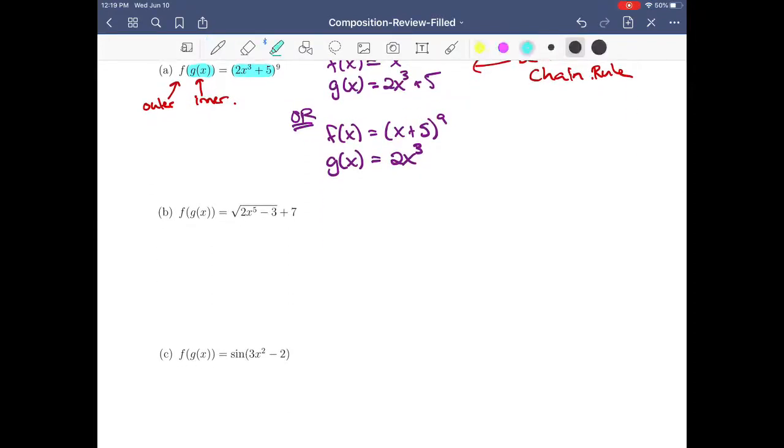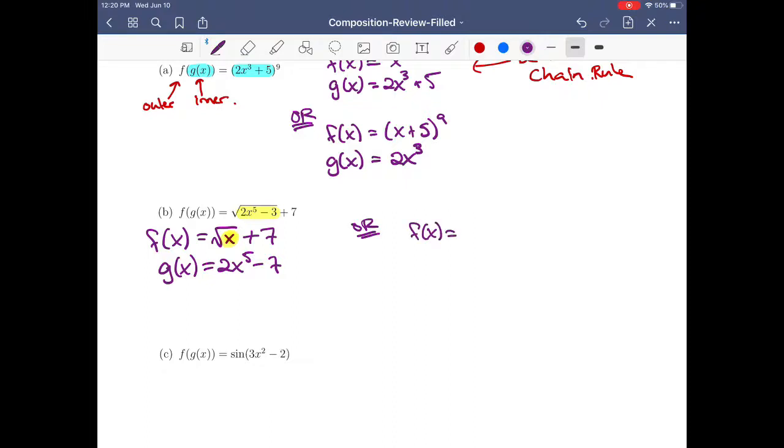So here I see that this 2x to the 5 minus 3 is inside some other function. Maybe I want that to be my g of x, my inner function. What would that mean my outer function is? Well, it would have to be the square root of x plus 7 on the outside, so that everywhere I see an x, I put in my g of x. Again, are there alternatives? Yes, there are. But this is probably the best one for the chain rule. But you could have f of x be the square root of x minus 3 plus 7, and then g of x could just be the 2x to the 5. There are lots of different ways to do this. We're just practicing.